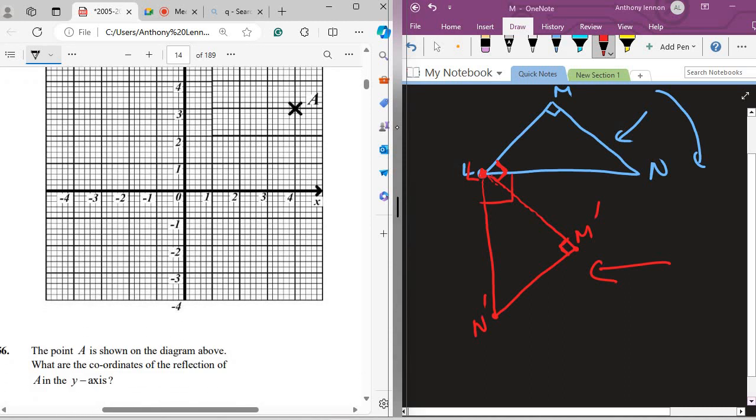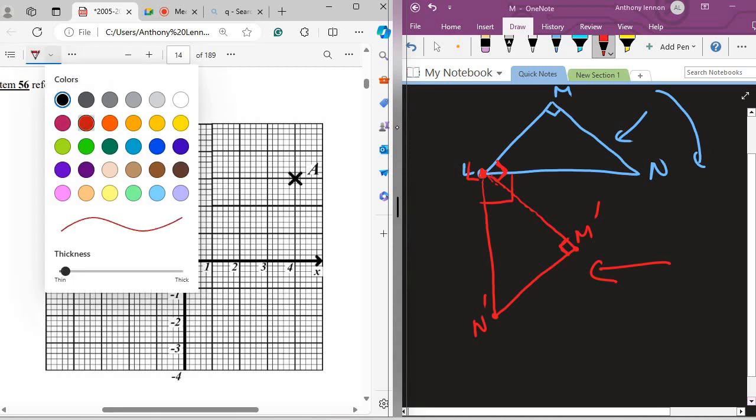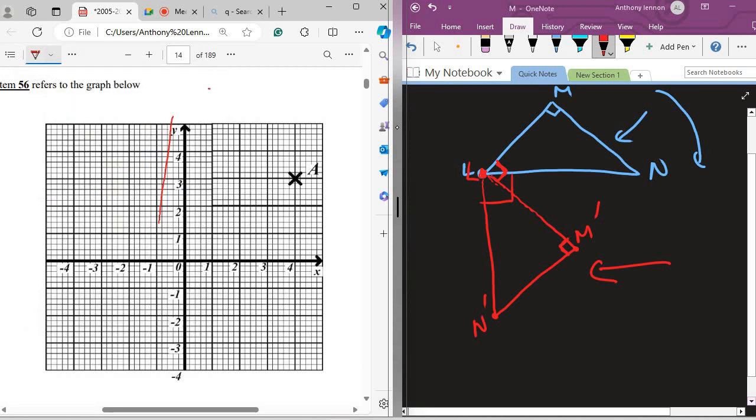Okay, it says here, the point A is shown in the above diagram. What are the coordinates of the reflection of A in the y-axis? So what you need to do here is identify the y-axis. This is the y-axis, right? The coordinates of A are 4, 3.